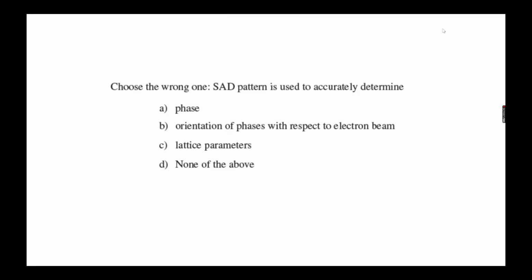Okay, so it is asking you to choose the wrong one. The SAD pattern, which I have just discussed, is used to accurately determine: phase, orientation of phase with respect to the electron beam, lattice parameter, or none of the above. So what is used to accurately determine? It is asking about the wrong one. Don't select the right one. Just tell me the opposite, what we can determine from the SAD pattern.